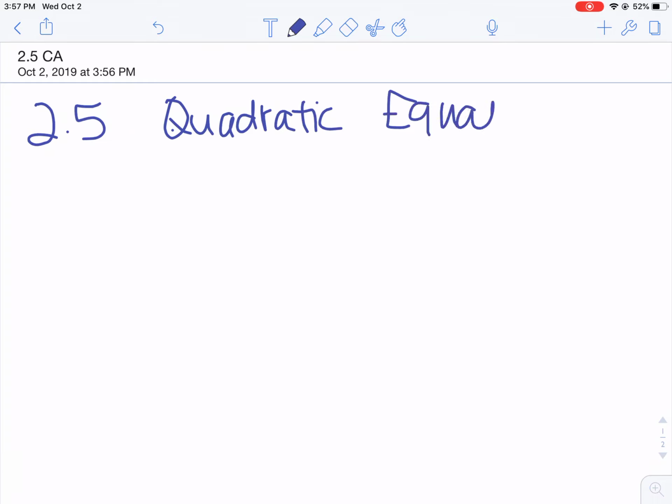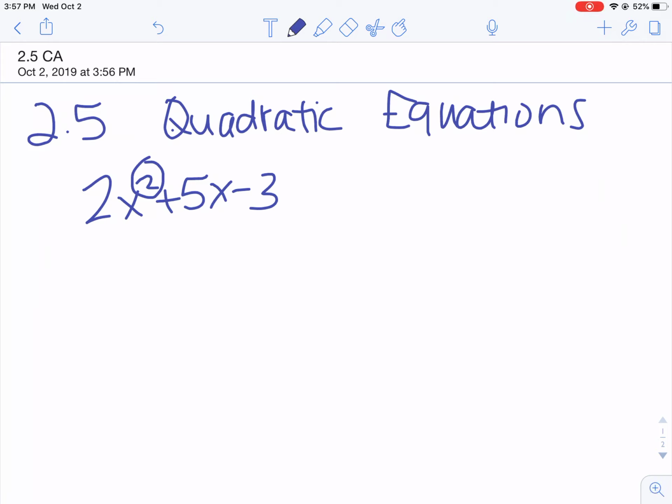You should remember from Algebra 2 that for something to be quadratic, the power is squared. So, 2x squared plus 5x minus 3, or whatever. But the big thing about quadratics is that the highest power is the power of 2. So what we're going to be doing today is solving these.